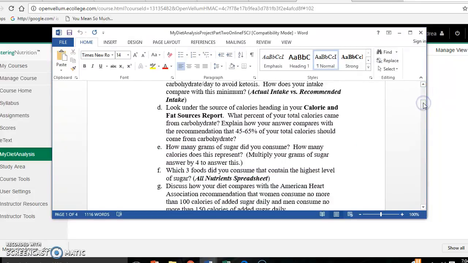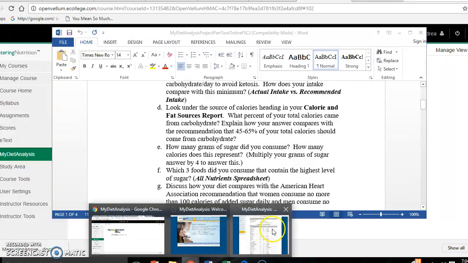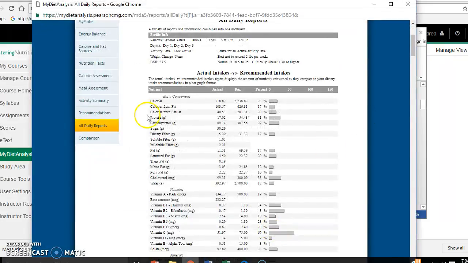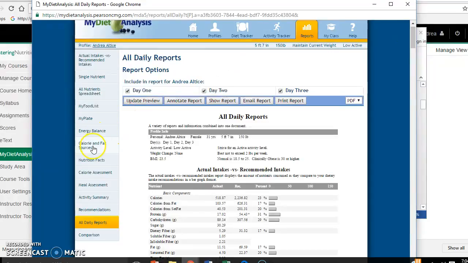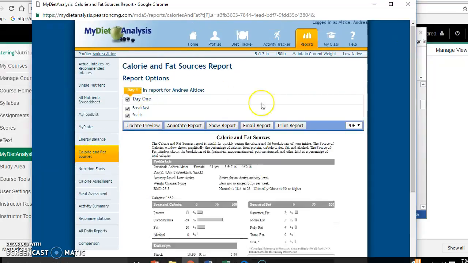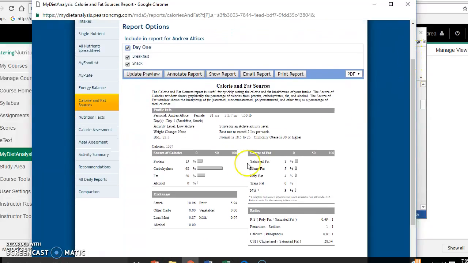Now, another question is asking you to use the calories and fat sources report. This is an example of the calories and fat sources report. That is where you'll find the answers to that question for the calories and fat sources.